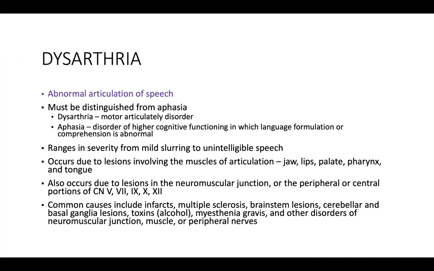Dysarthria is going to be abnormal articulation of speech. So if somebody had a stroke and they're speaking slowly and not making sense, you can go back and tell the doctor that they had dysarthria. It makes you sound smarter than just saying they had abnormal speech or slow speech. It can affect multiple nerves. It's usually caused by infarcts, MS, brainstem lesions, alcohol, myasthenia gravis, anything that you can think of.